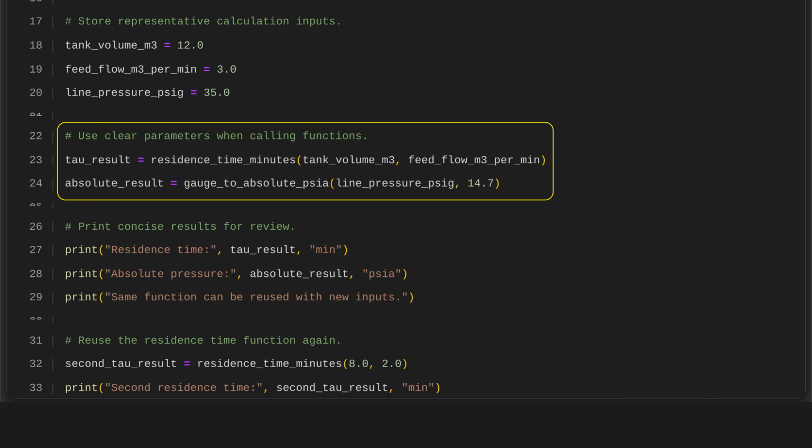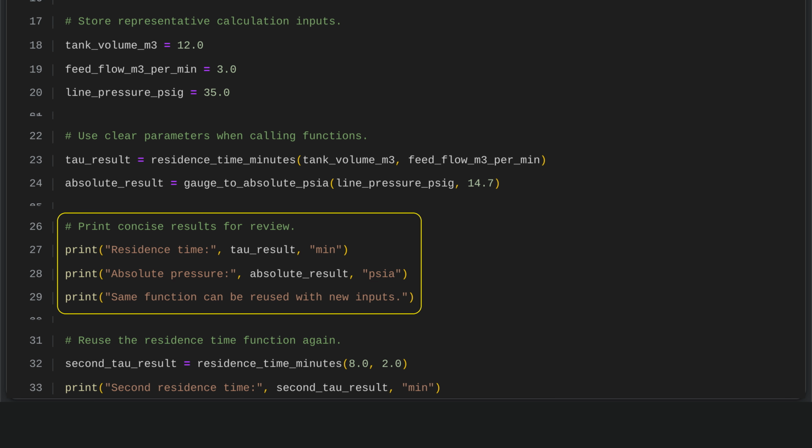The residence time function uses tank volume and feed flow rate to estimate how long fluid remains in the tank, helping assess process efficiency. The pressure conversion function then uses line pressure and atmospheric pressure to convert gauge pressure into absolute pressure for accurate engineering calculations. The code displays the calculated residence time in minutes and the absolute pressure in PSIA, making the results clear and complete. It also emphasizes that the same defined function can be reused with different inputs, showing its flexibility for other scenarios.